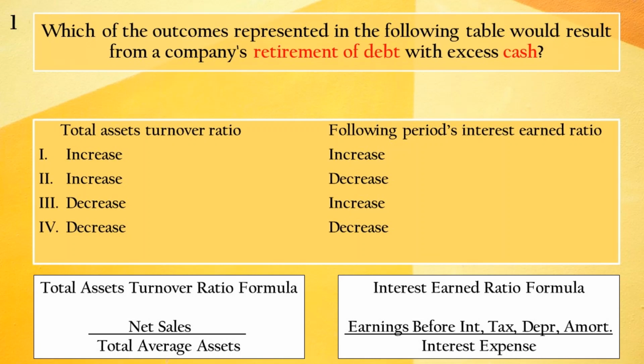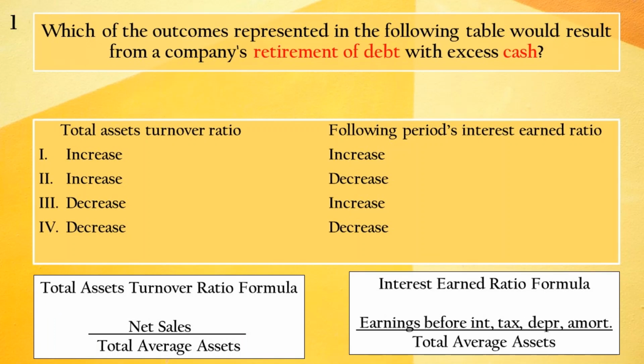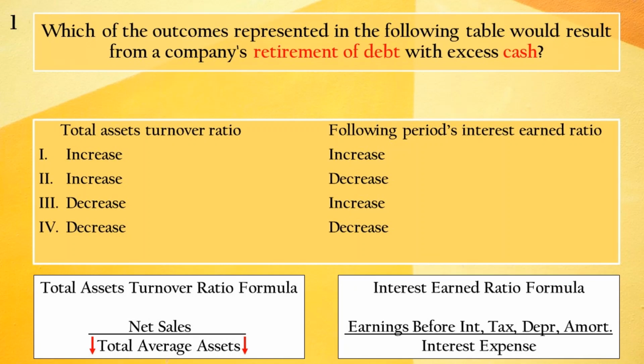So because cash is a part of total assets, we know that total assets will decline due to this transaction and will not have an impact on sales. So the total assets turnover ratio will therefore increase. So remember, the total assets turnover ratio is net sales, which will not change by this transaction, divided by average total assets. Average total assets will decrease because we're giving away cash.